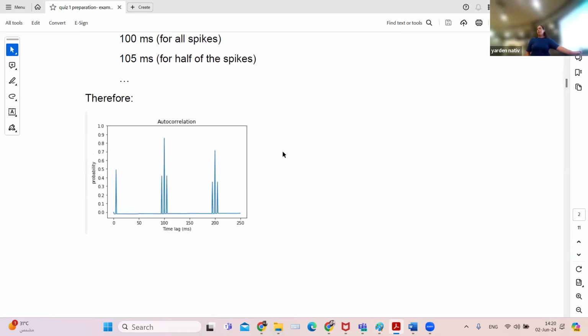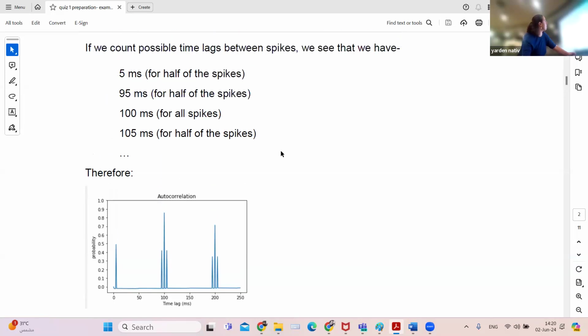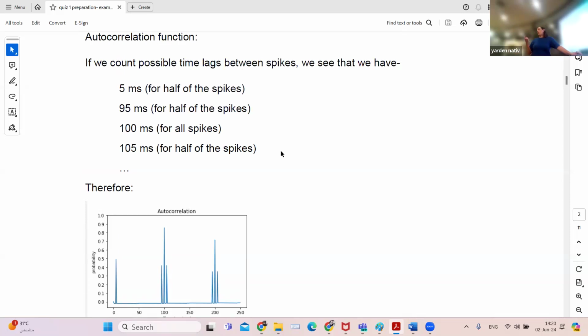Okay, now when I compute the autocorrelation, I need to count all possible pairs of spikes. So we know that we have spikes at 5 and 95. But then we need to also count spikes which are not adjacent to each other. So we have the one at 100 milliseconds, right? And the one at 105 and 110, and so on. So I'm just writing to myself all possibilities until the shift of 250. And the last one is, of course, 205.